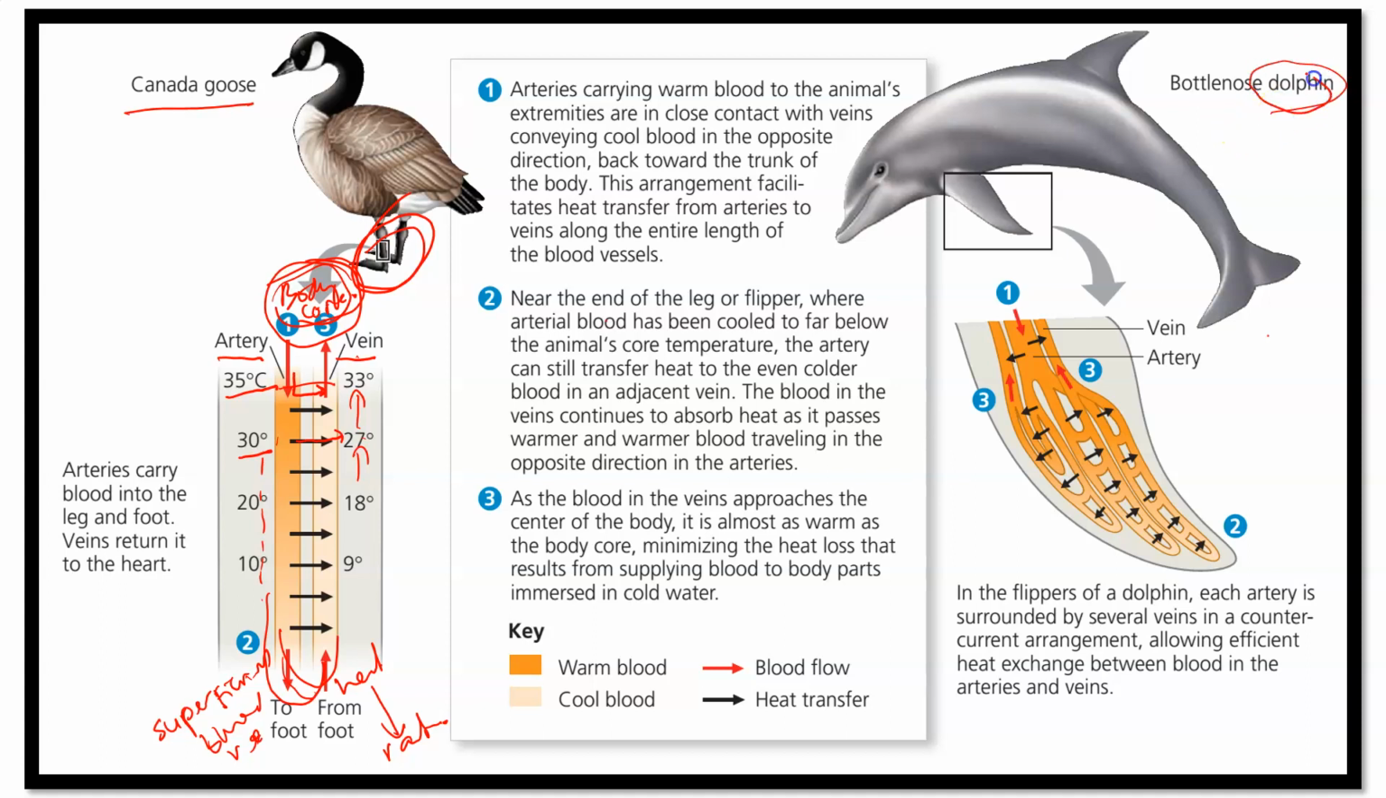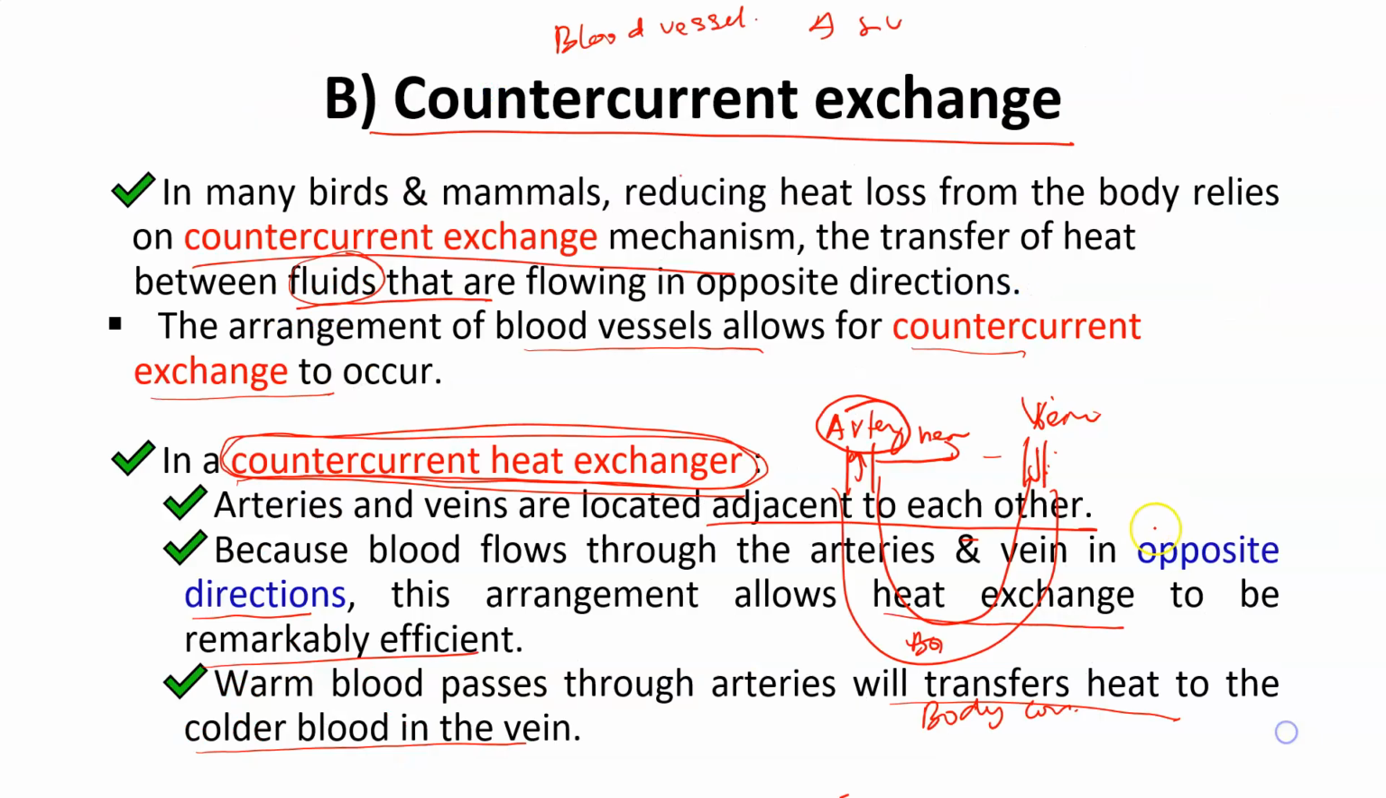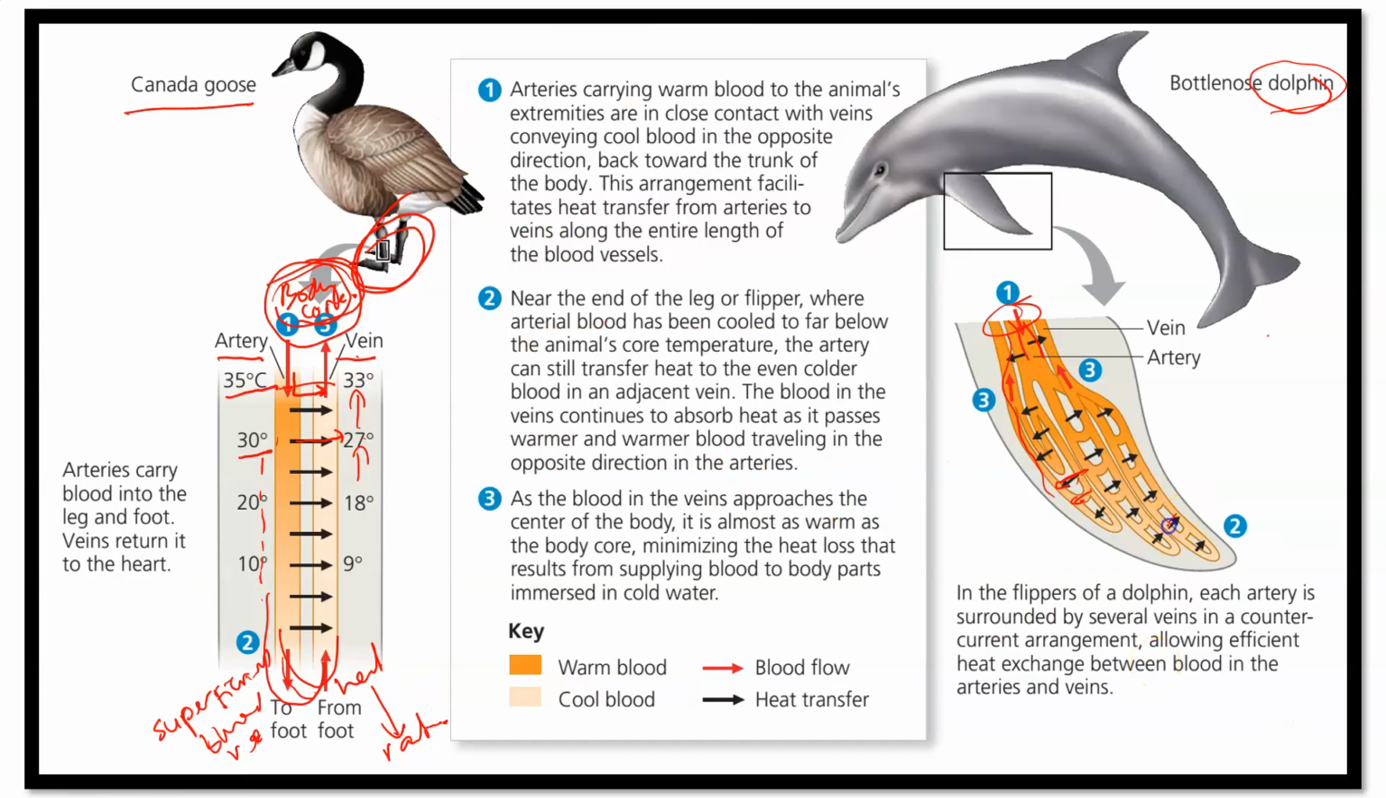Sama juga dengan dolphin, kan? So the artery will bring body heat, kan? Body heat, high temperature, and then bila artery berlalu dengan vein, so it is transferred directly to vein and back to the body core. Dia takkan reach dekat body extremities, kan?